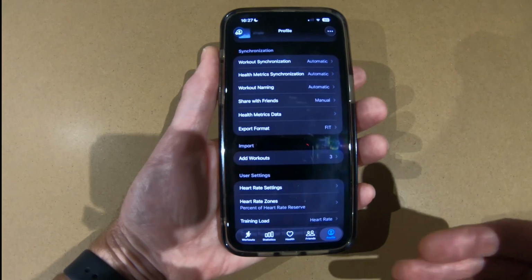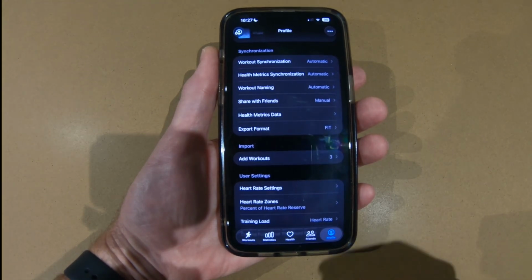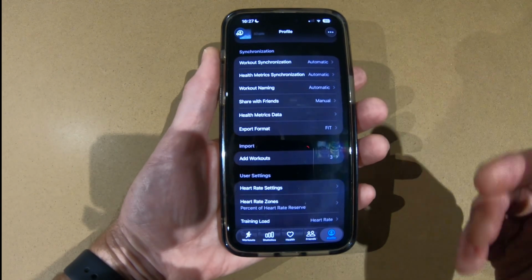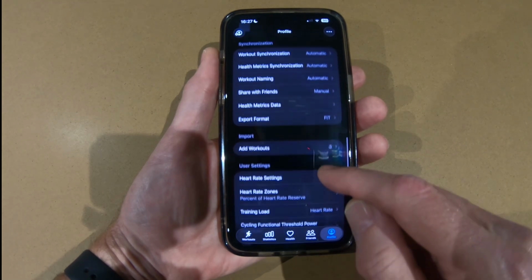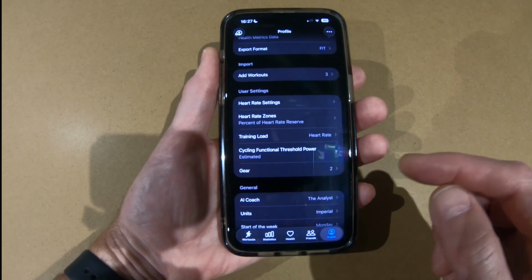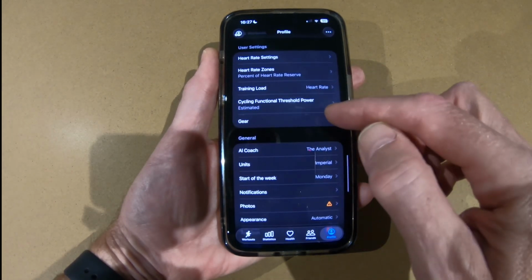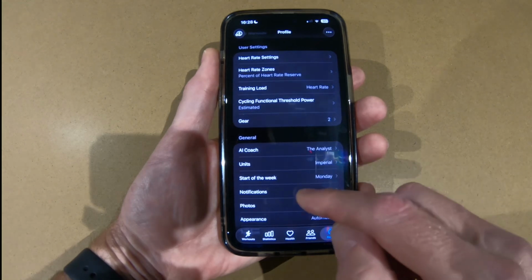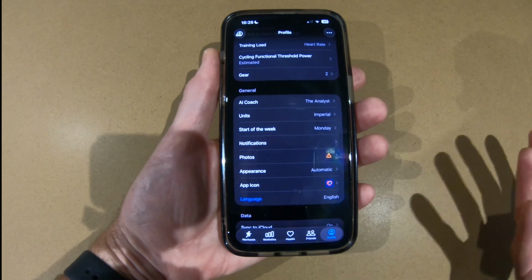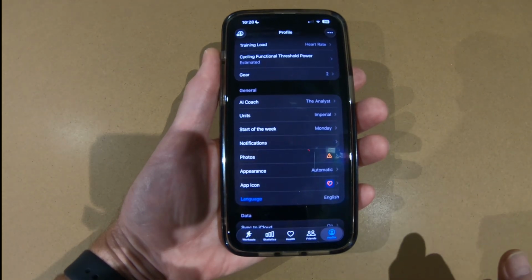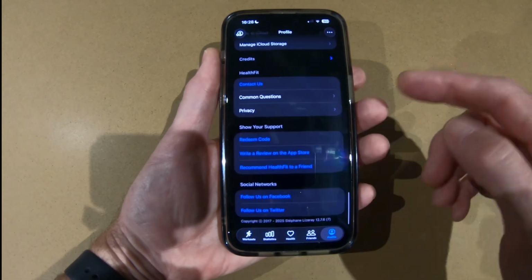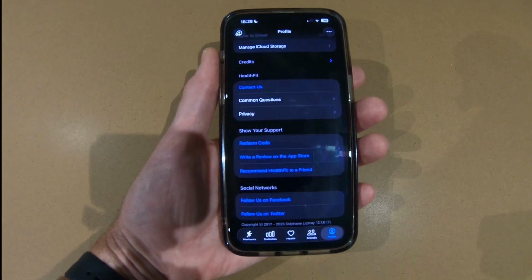Then just some of the settings around your synchronization settings, your health metrics settings, etc. You can export your files, in this case in a FIT format. You can add workouts. You can change your heart rate settings and your heart rate zones if you want to set them up independently. You can have your gear in here, so you can put what gear you're using. You can change the AI coach from, I've got the analyst, but you can have a more humorous coach, just to give you a bit of variation. The units, etc., the icon you want, and just a few bits and pieces around settings.